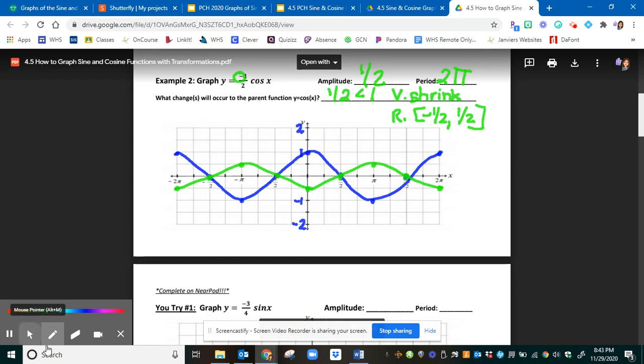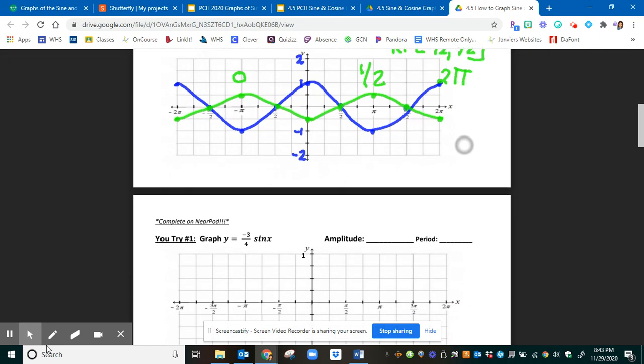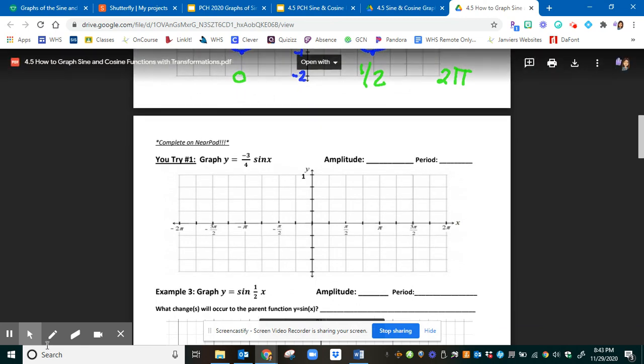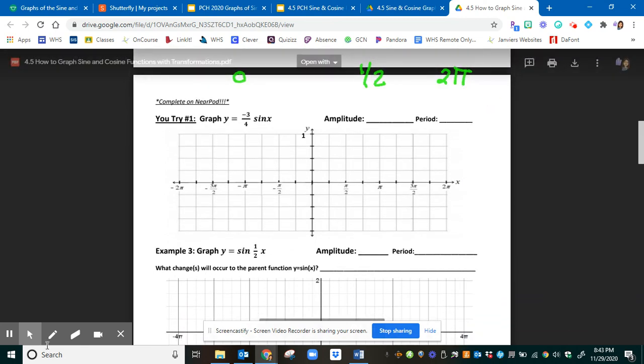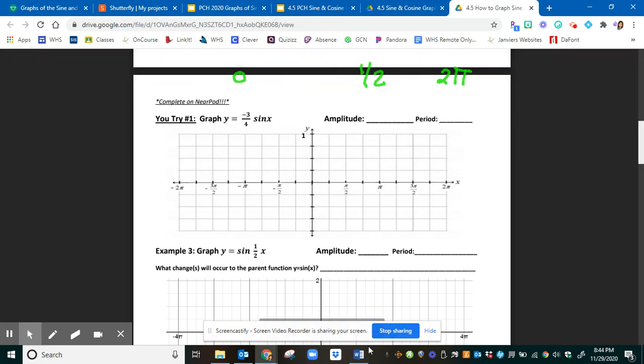Okay, so now what I would like you to do in the Nearpod, I will post this so that you have the notes of it, is take a look at this on Nearpod, and you're going to plot this graph. So if you want to, you could use this graph first to work it out, and then you're going to plot it into Nearpod using the drawing tools.